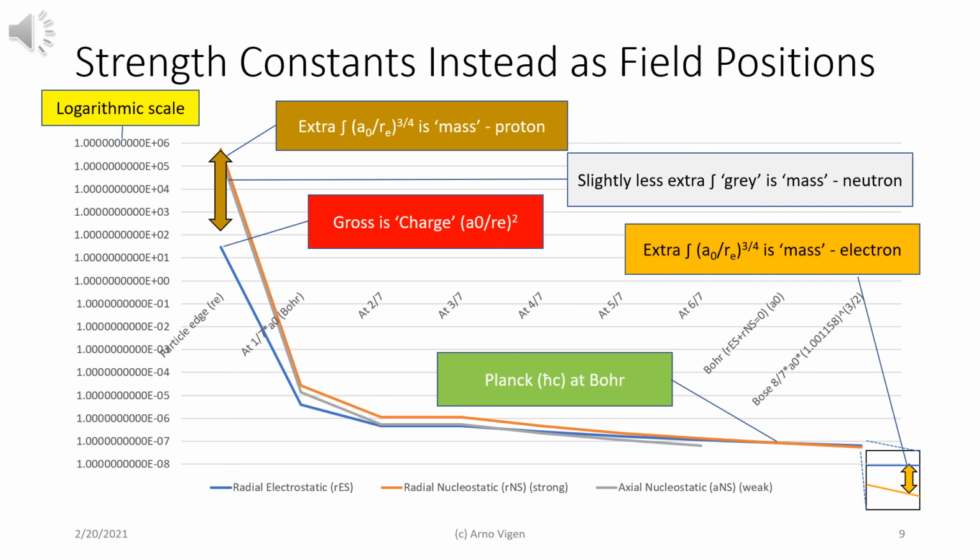Specifically, at the particle edge, the strength is electrostatic charge. Planck at Bohr is increased by the equilibrium versus edge scaling factor squared for electrostatic to get the standard, gross particle charge. The graphic shows the electrostatic strength as the blue line. It shows the nucleostatic as the orange line. That is stronger inside Bohr, but weaker outside Bohr. There is also nucleostatic alone, which is a neutron, that is the gray line, and slightly less than just nucleostatic.